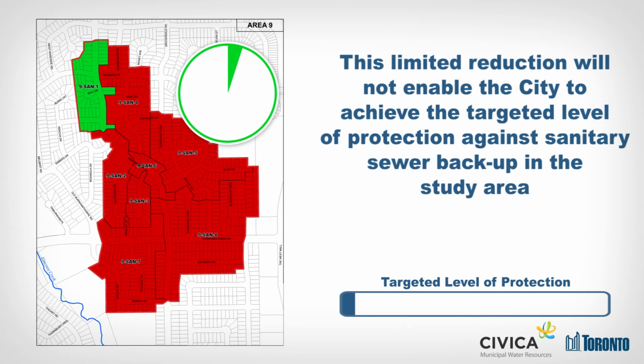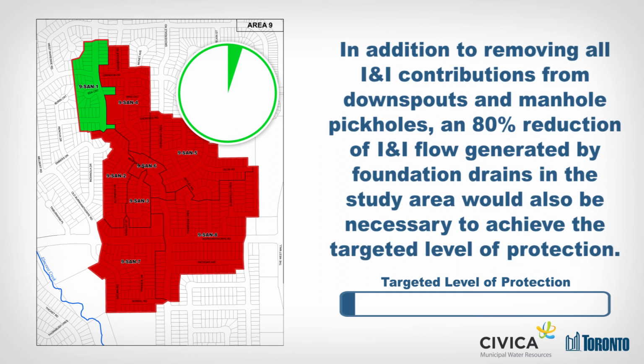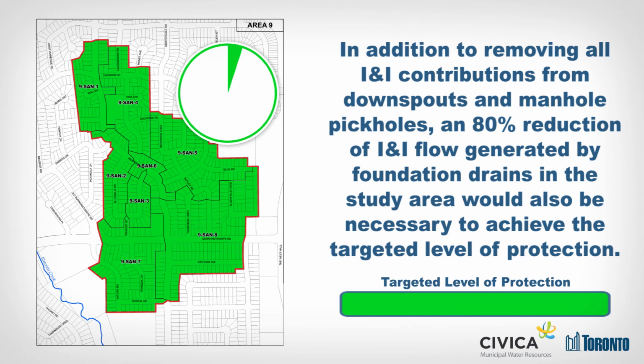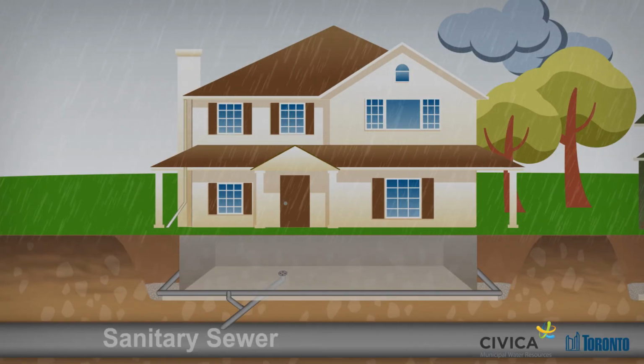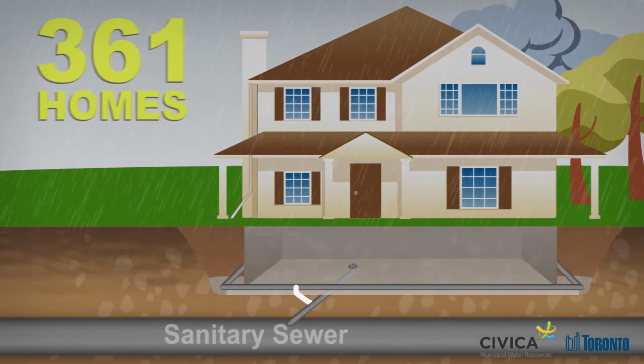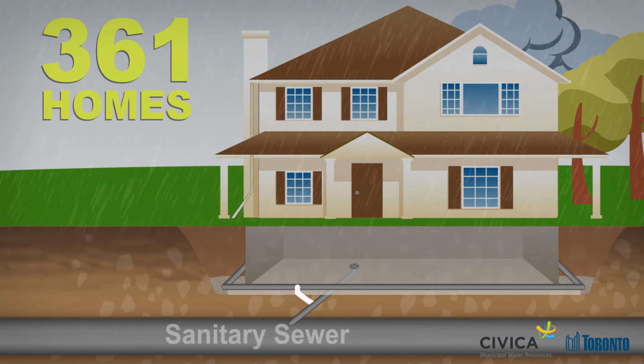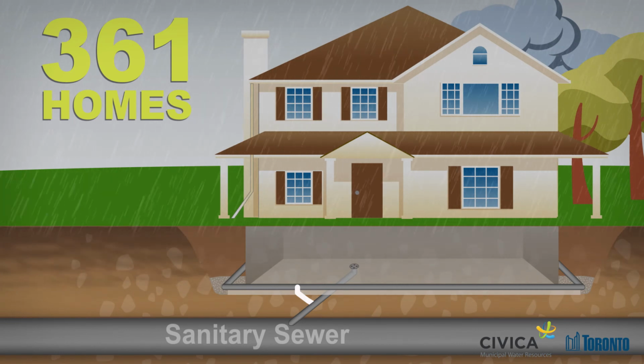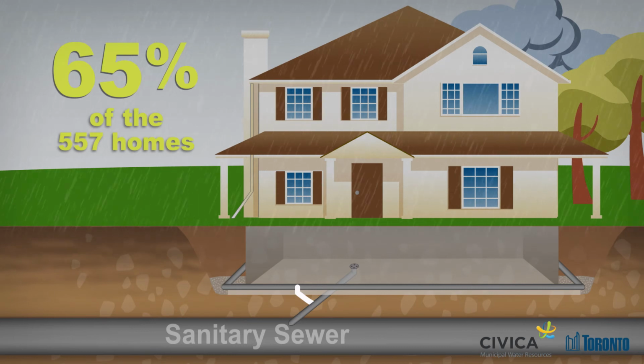In addition to removing all I&I contributions from downspouts and manhole pick holes, an 80% reduction of I&I flow generated by foundation drains in the study area would also be necessary to achieve the targeted level of protection. This would require disconnecting the foundation drains of 361 homes from the sanitary sewer system. This constitutes 65% of the 557 homes in Area 9.